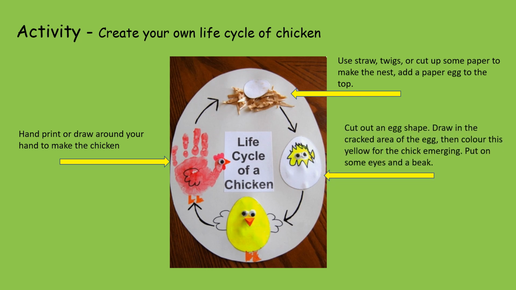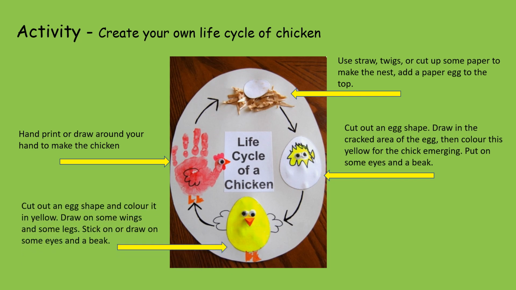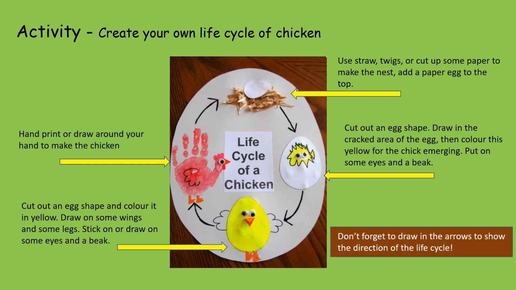Then cut out an egg shape, a bit bigger now, and draw in the area where it's cracked from the chick trying to come through. And colour in that inside bit yellow because it's the chick trying to get through, and put some eyes and a beak on. Then you can cut out another egg shape and this time colour it yellow, and that can be the body of your chick. And put some wings on, a beak and eyes. You can draw the eyes on and put some feet on. Now don't forget to draw in the arrows that show the direction of the life cycle, okay? And then when you finish that, take a photo and put it onto our Google Classroom.